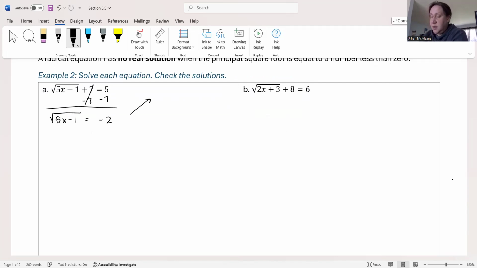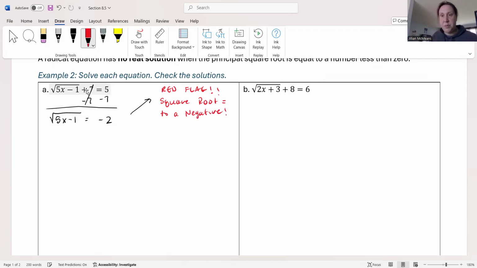At this point, there should be a red flag. We have a square root equal to a negative. Principal square root can't be negative. So we know right off the bat this isn't going to work. If you catch this early on, you could just say, well, there's no real solution here. But let's go ahead and finish solving this so you can see how this works out if you don't catch this right off the bat.